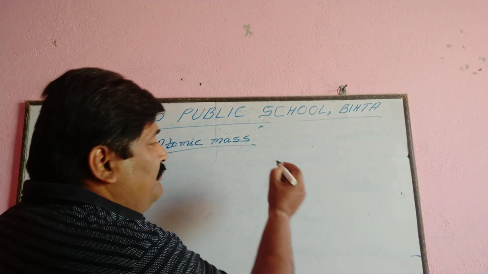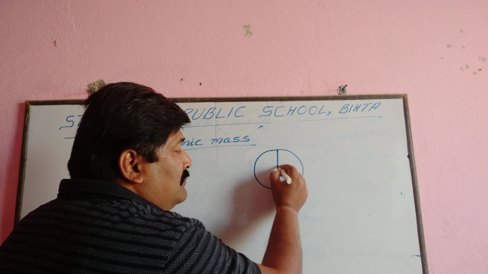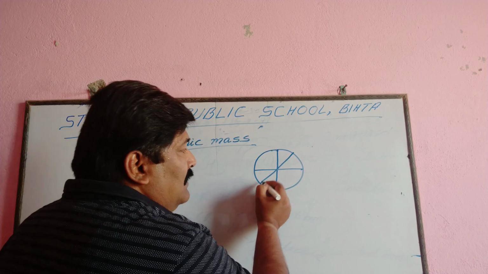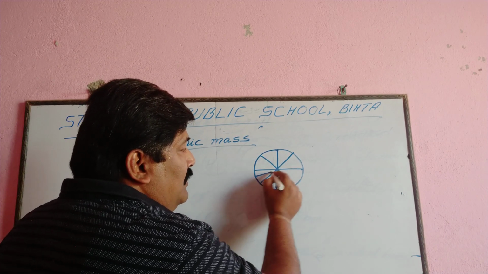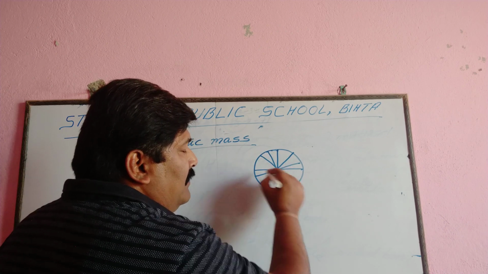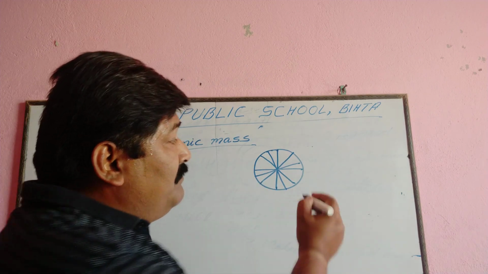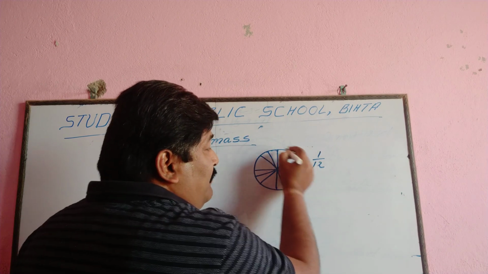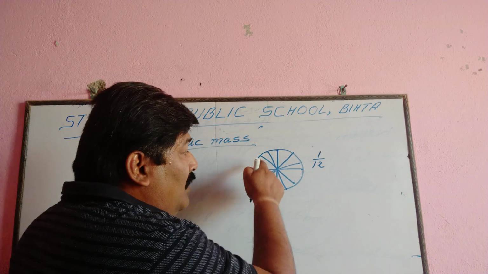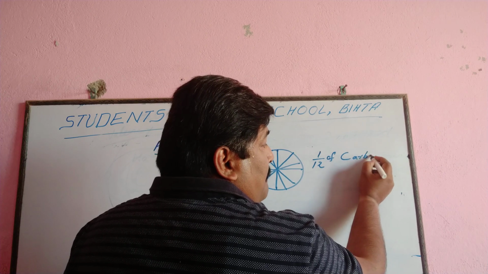Okay. For example, if we take a watermelon and we divide it into 12 equal parts, 1, 2, 3, 4, 5, 6. Okay, 12 equal parts. Then mass of one part is 1 by 12 of whole. If this is a carbon atom, the total is 1 unit. So one part is 1 by 12 of carbon atom.